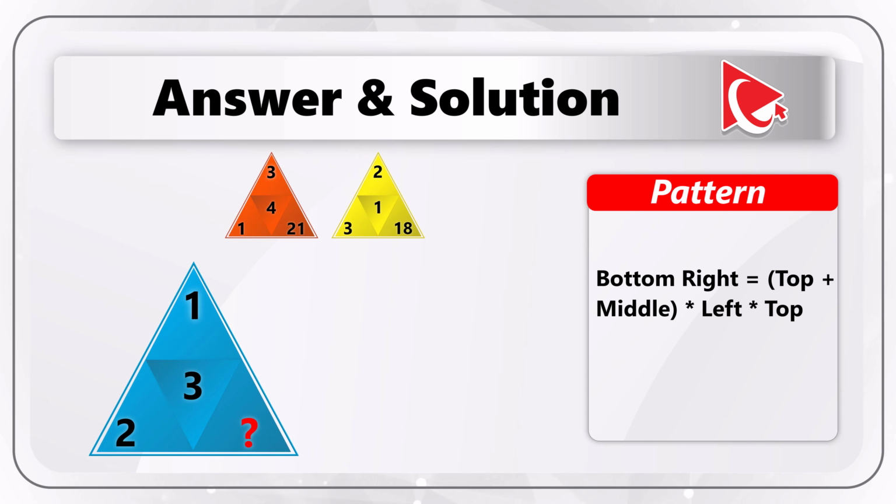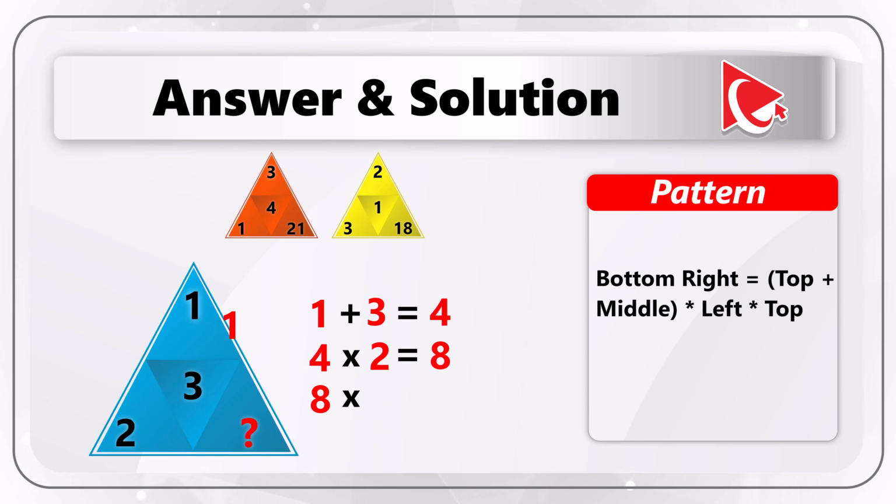Let me help you. 1 plus 3 equals 4. 4 multiplied by 2 equals 8. And then 8 multiplied by 1 equals 8 again. So the correct answer here is choice A, 8.